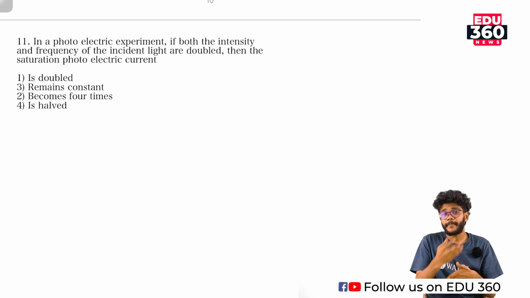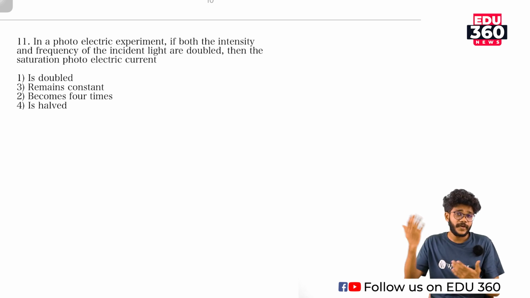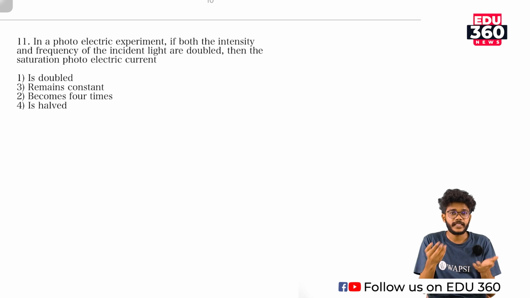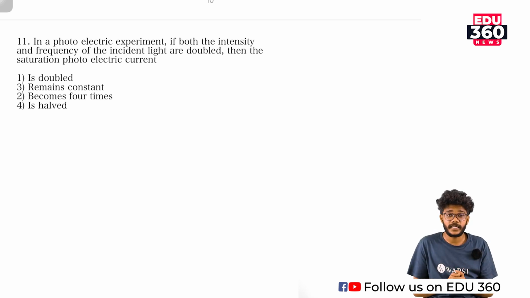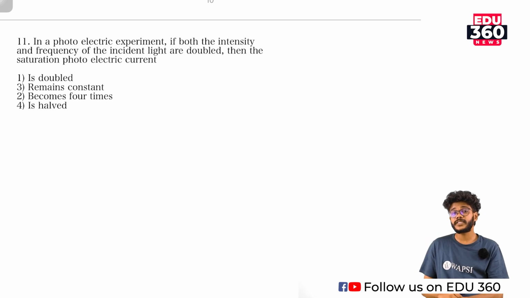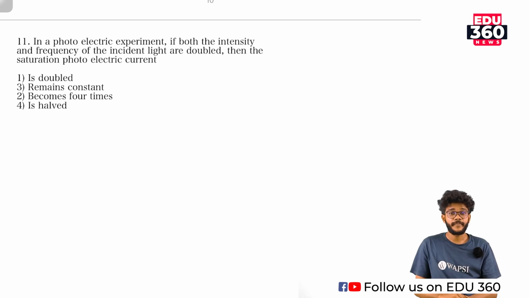What happens if the frequency is increased? If the frequency is increased, the energy of each ejected electron is increased. That means the stopping potential is increased. Therefore, frequency is related to stopping potential and intensity is related to current.